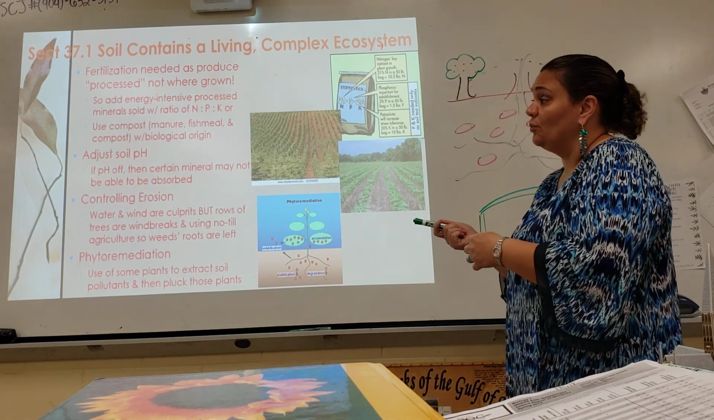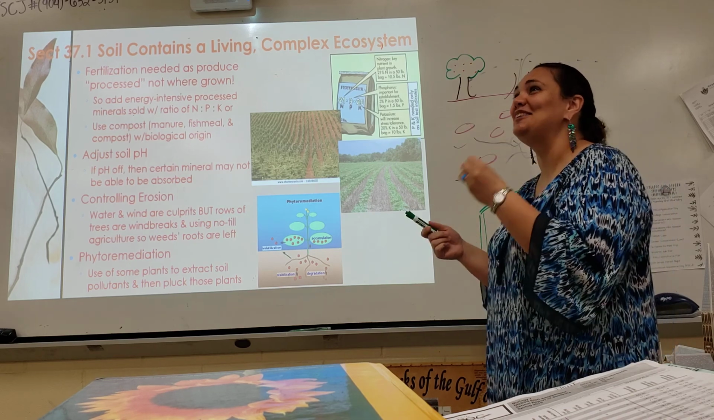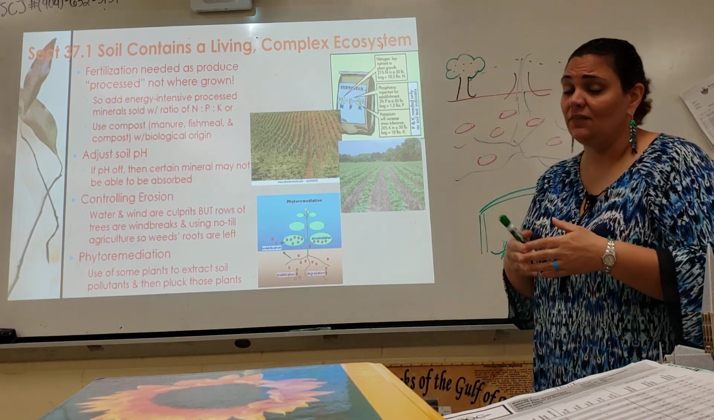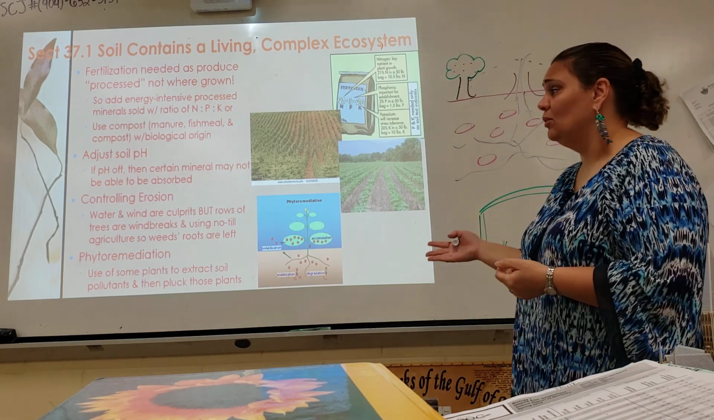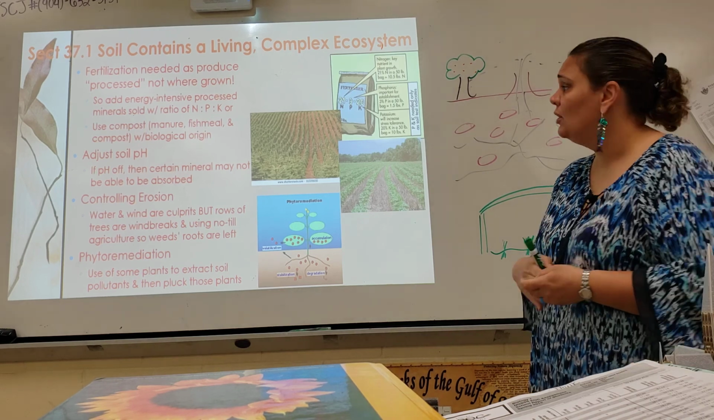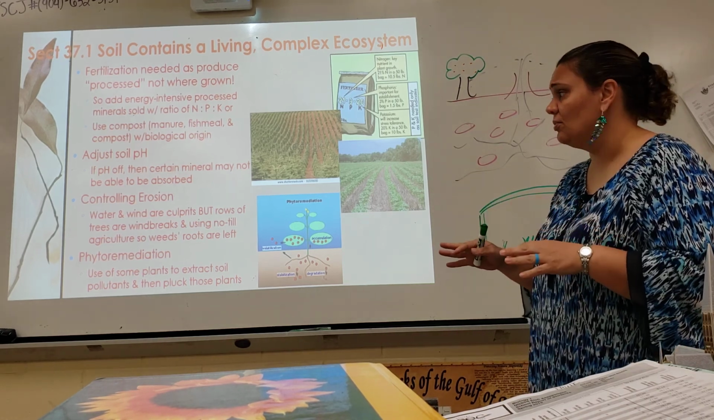You also need to adjust the soil pH. One of the things we do with the tank is make sure the pH is correct. If the pH is not correct, certain minerals can't be absorbed, certain nutrients can't be absorbed. So we have to be very careful. We have to make sure the pH is just right.